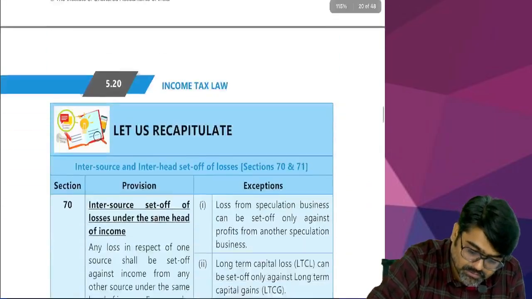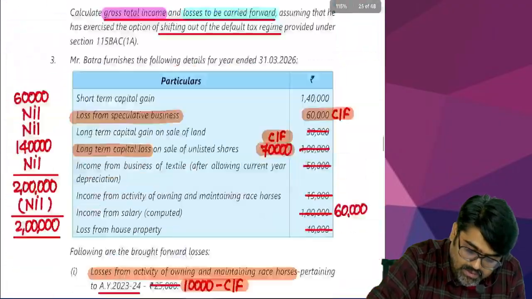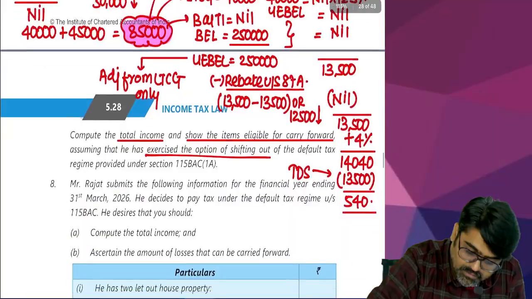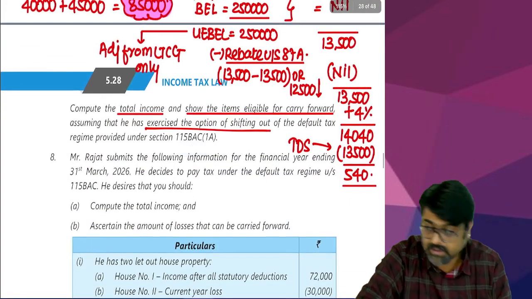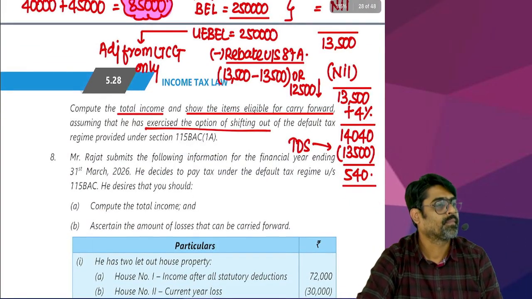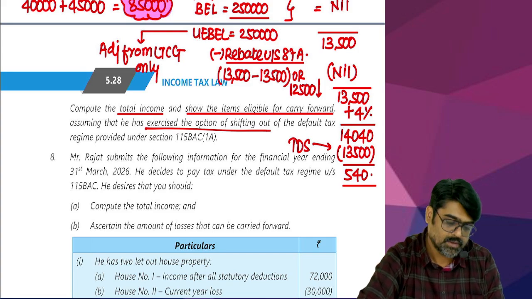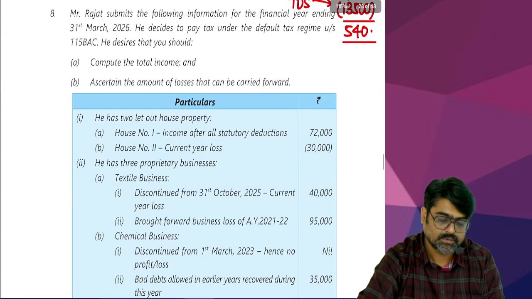Understood or not? And here your net tax is 540. Understood, sir? Everyone getting it or not? Perfect. Come to question number 8.